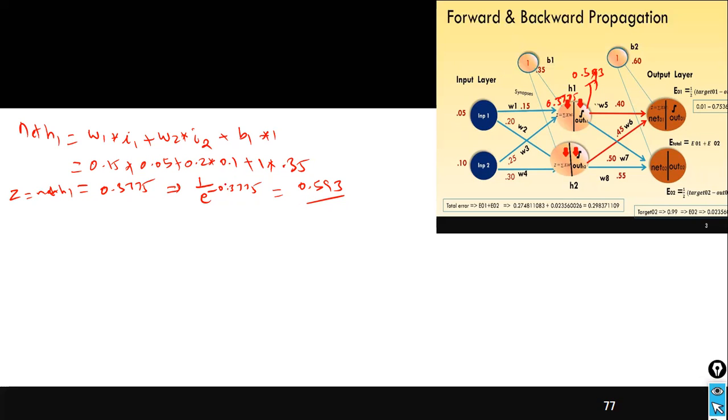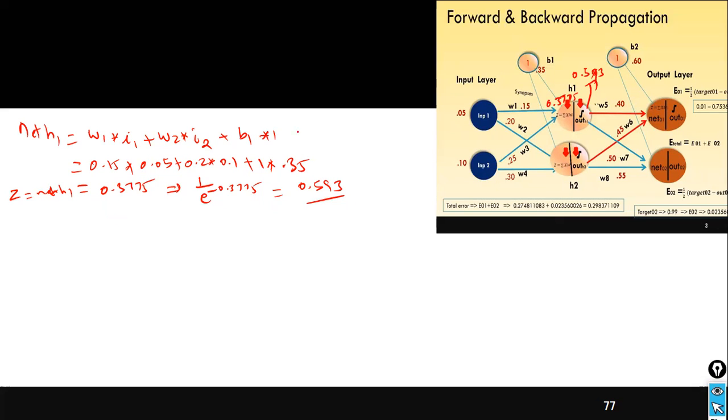And similarly, if you do the same thing for H2, you will get some value, right? You need to multiply this one by this one plus this one by this one and bias into 1 into 0.35. You will get some other value here. We're not going to write everything here, okay? It will take more time and it will be cluttered.